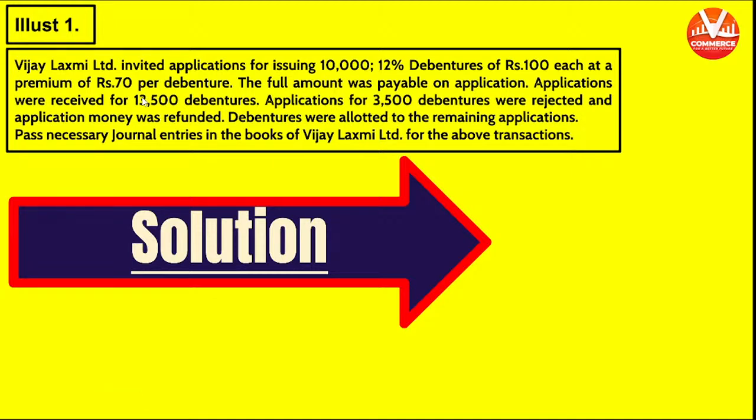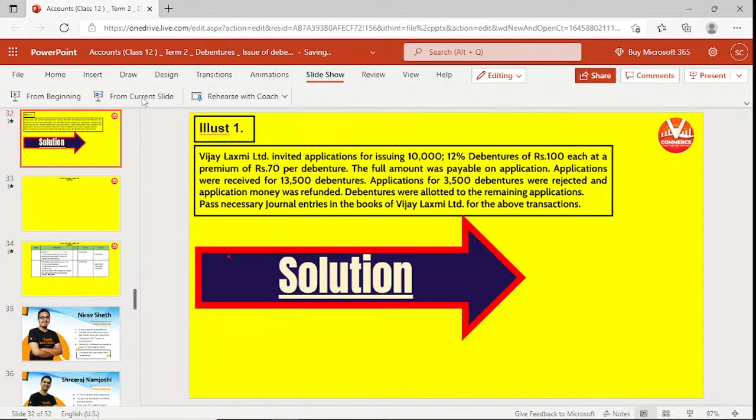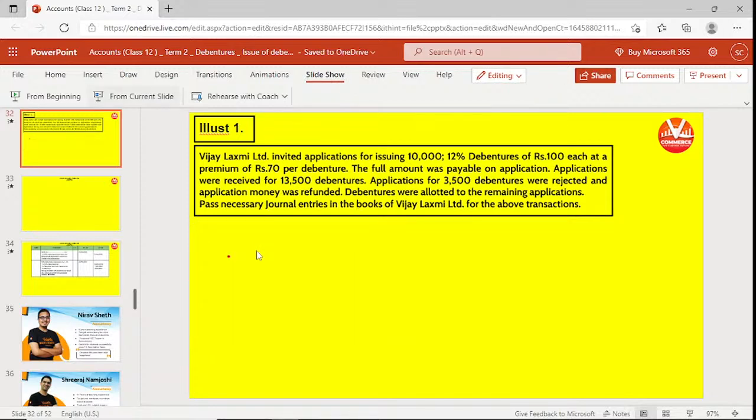The question is very interesting, so please pay attention. It is said that Vijay Lakshmi Limited invited applications for issuing 10,000 12% debentures. I told you the percentage will be mentioned, either 12% or 18%. So these are 12% debentures of 100 each. The face value is 100, and they are issued at a premium of 70. So a 100 rupee share is issued at a premium of 70, so the issue price is 170. Now just allow me a second.